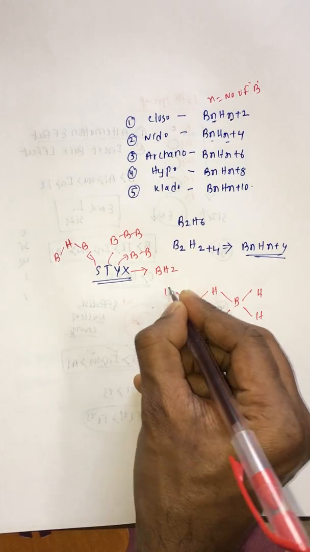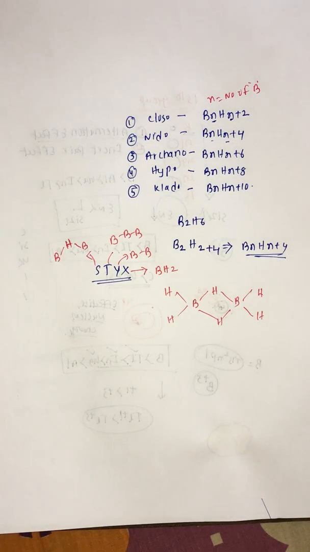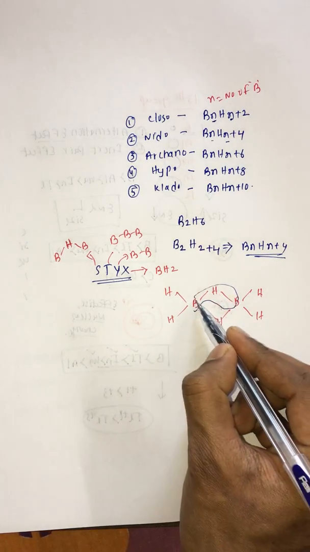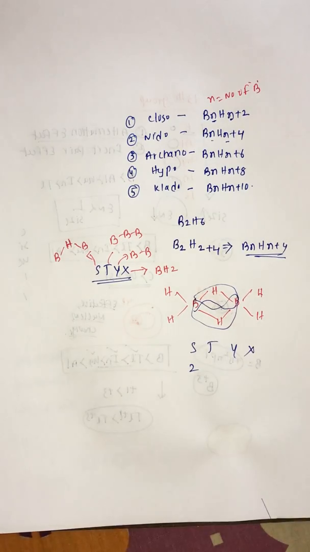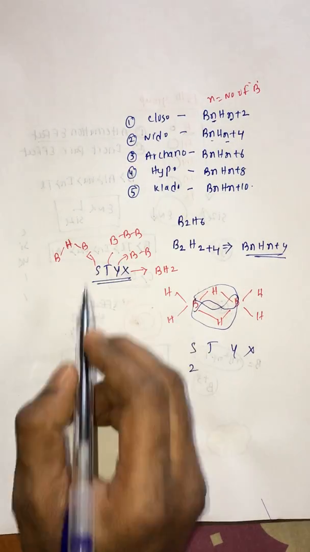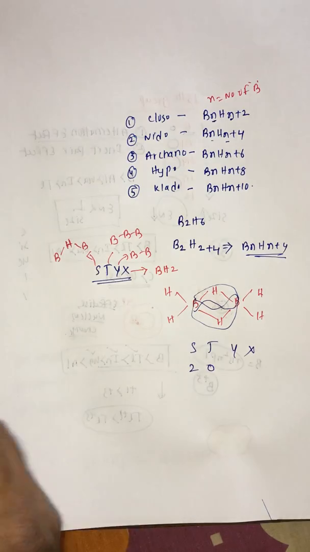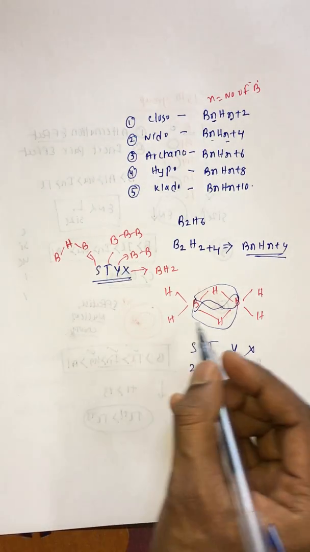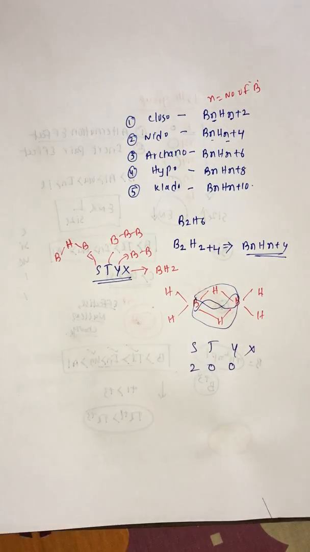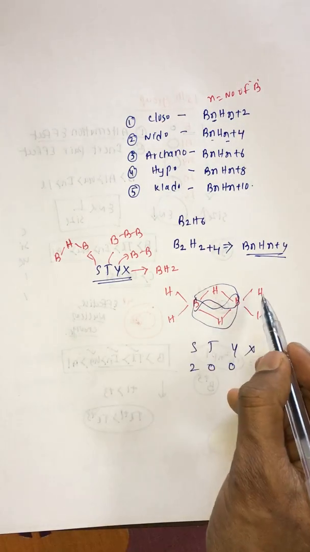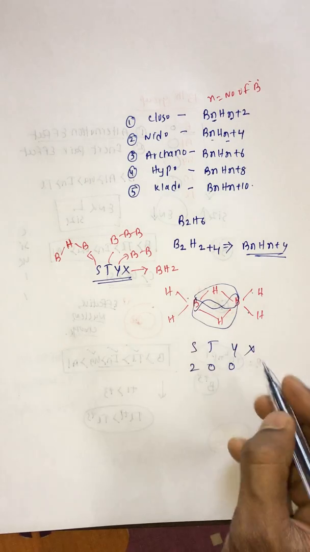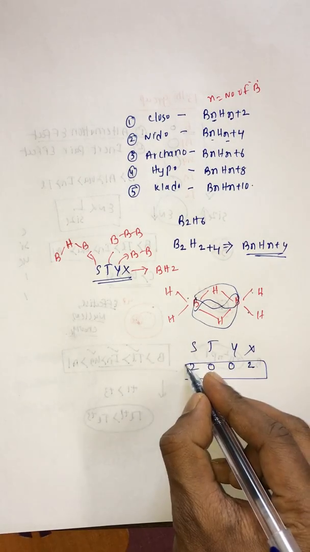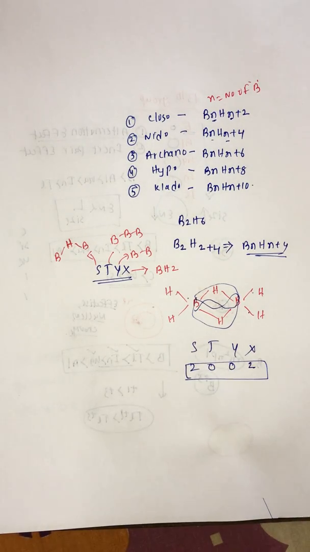For this calculation, the STYX number is very simple, because we know how many BHB bonds there are: 1, 2. So S is 2. And next, T is BBB bonds; there are no BBB bonds, so 0. And Y means BB bonds; there are no BB bonds, so this is also 0. And X means BH2 bonds; there are 2 BH2 bonds, this is 1, this is 2. So this is the STYX number for diborane.